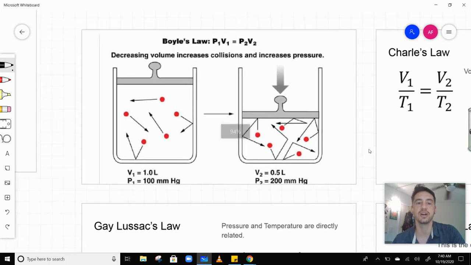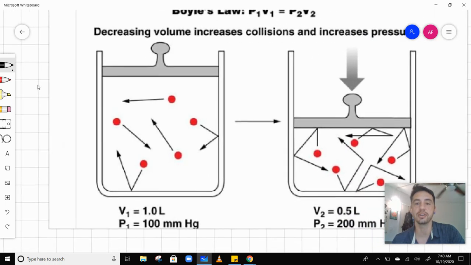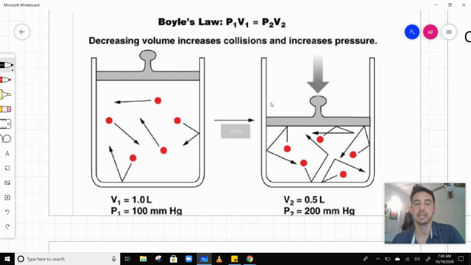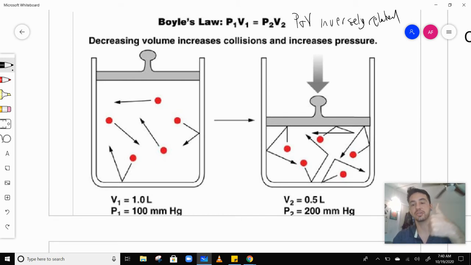So first, Boyle's law. If you decrease volume, you increase the number of collisions. Therefore, you're going to increase pressure. Boyle's law shows that pressure and volume are inversely related. So P and V are inversely related. As you decrease the volume, pressure goes up.